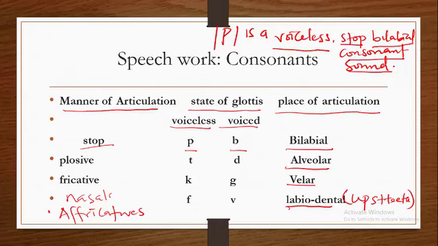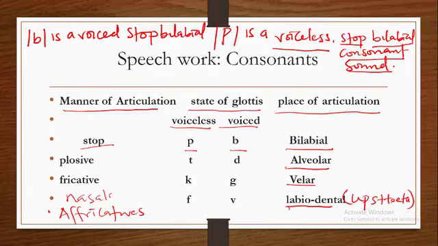So the same thing if I want to describe this also. Alright, I'll write here. B is a voiced, so that's the only thing I'll change. It's a voiced stop bilabial consonant sound.